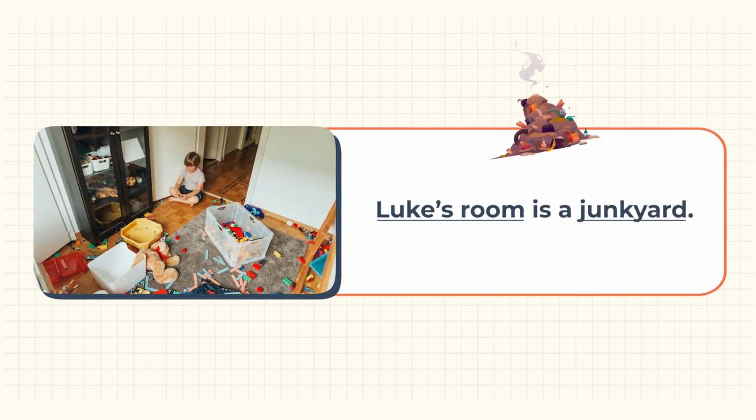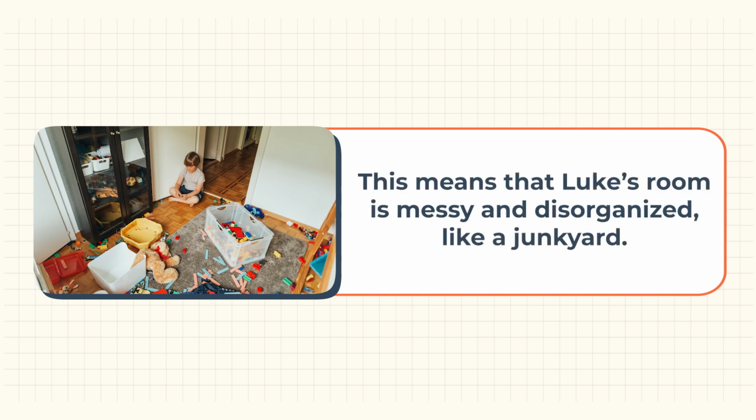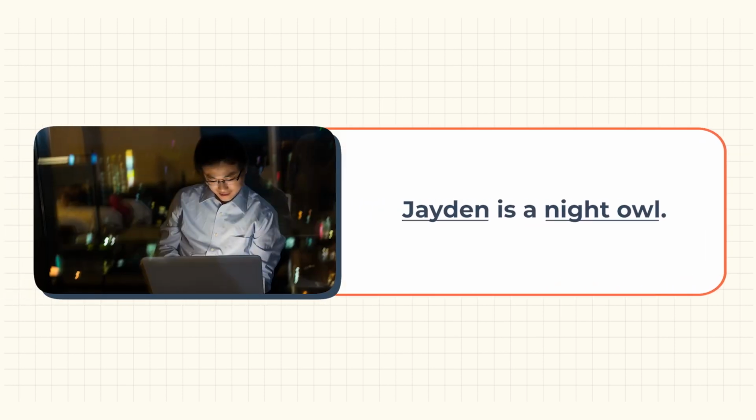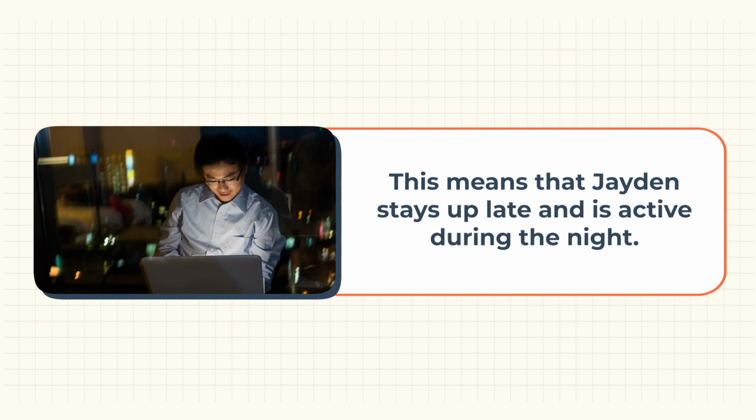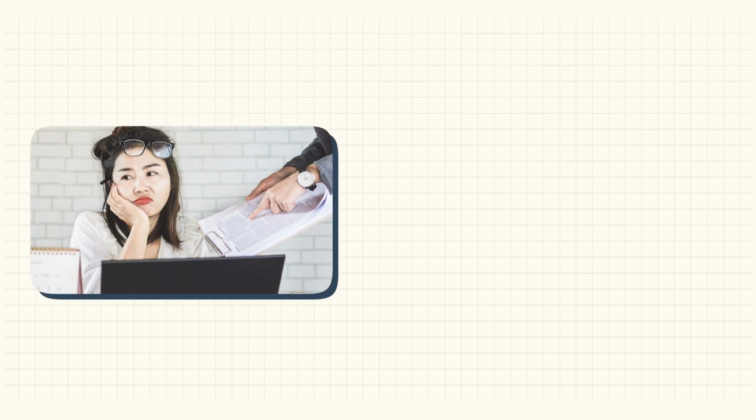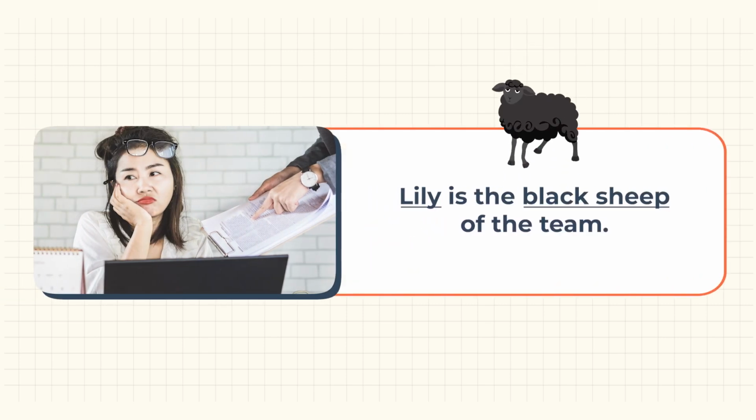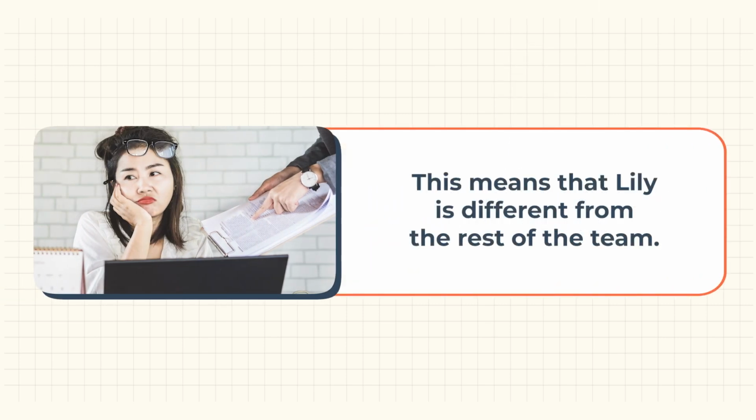Luke's room is a junkyard. This means that Luke's room is messy and disorganized, like a junkyard. Jaden is a night owl. This means that Jaden stays up late and is active during the night. Lily is the black sheep of the team. This means that Lily is different from the rest of the team.